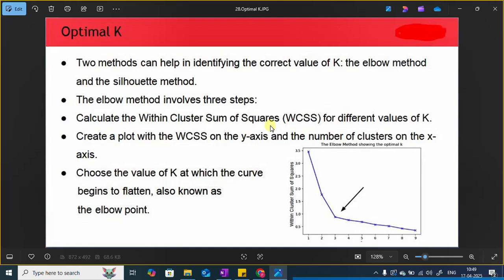What is sum of square? Do you remember we have already studied RSS, residual sum of error, and TSS, total sum of error. Already we have covered. And how are we finding that? RSS is nothing but e1 square plus e2 square plus e3 square up to en square.